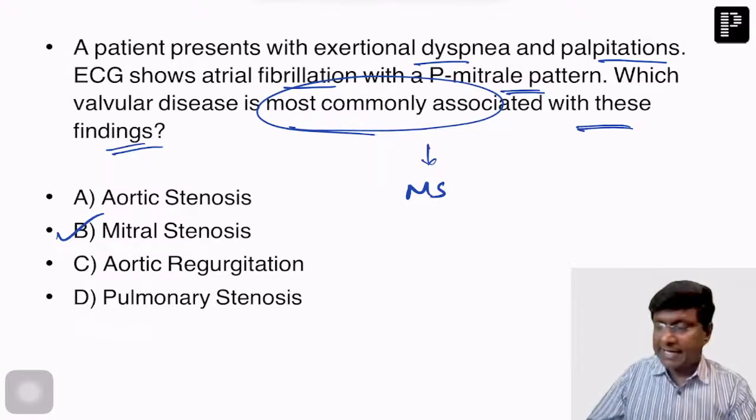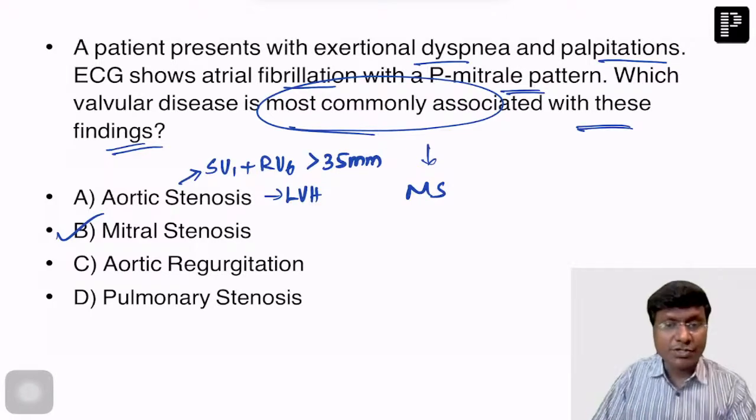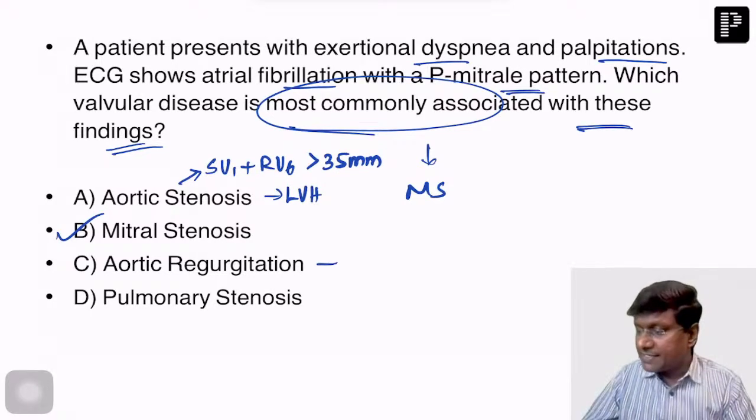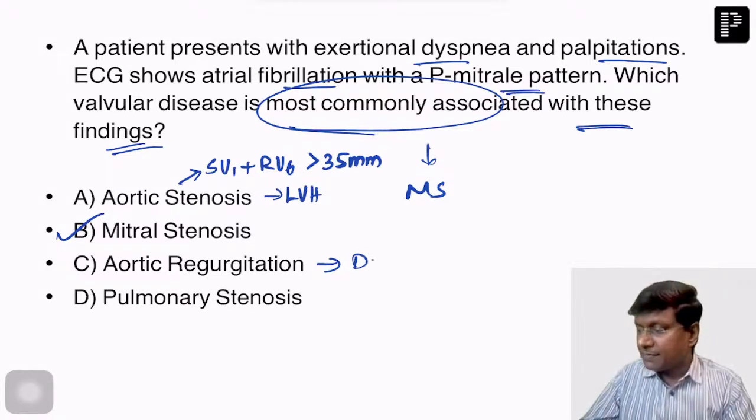Right, in AS, what will you have? In the ECG, left ventricular hypertrophy will be there. And for this left ventricular hypertrophy, what did I tell you? SV1 plus RV6 will be more than 35 mm, which is also called the de-Carvalho sign. Whereas in AR, you will have eccentric left ventricular hypertrophy, so that will give rise to the presence of a deep Q wave.